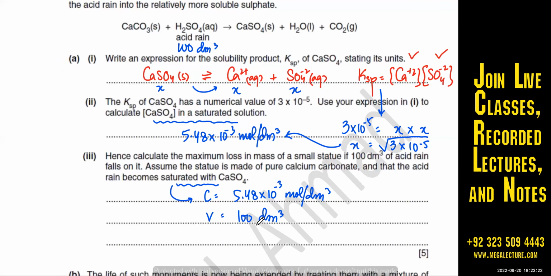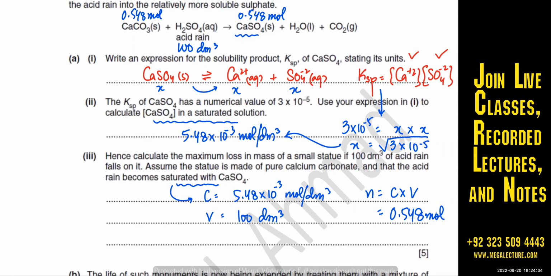So you know the volume and you know the concentration, so you can find moles. Moles is concentration times volume. You don't have to divide by 1000, it's already in dm cube. So this comes out to be 0.548 moles. So you know that the calcium sulfate that can possibly be formed is 0.548 moles. And calcium carbonate moles will be exactly the same. It's 1:1, so that's going to be 0.548 moles as well.